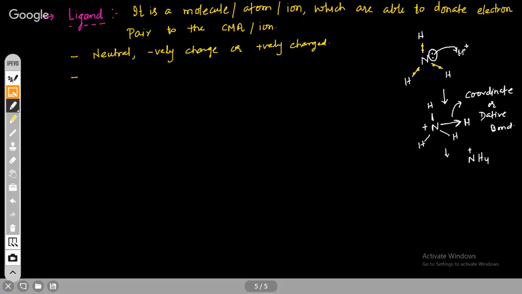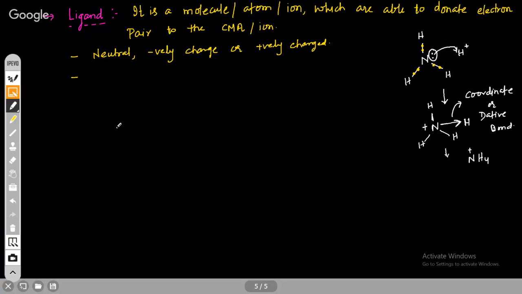Correct. So now the same situation we have here also. And the situation is what? Ligands donate a pair of electron and metal accepts a pair of electron. Correct? Ligand donates a pair of electron and metal accepts a pair of electron. So you can replace this H plus by metal and you can replace this NH3 by ligand.